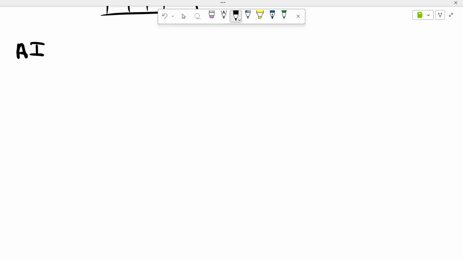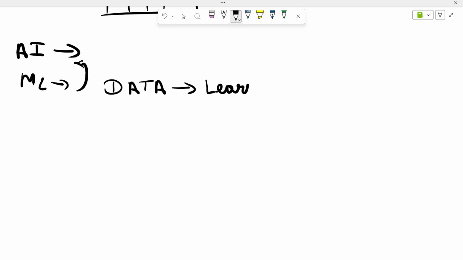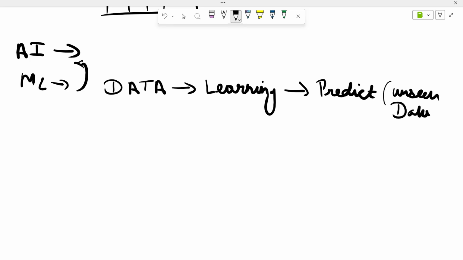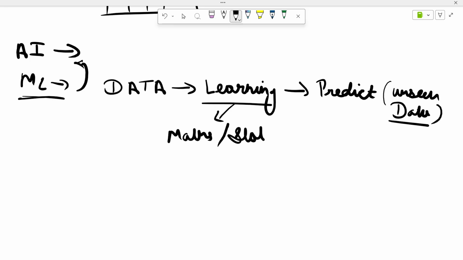So now we have understood AI, which is a rule-based system. Now, ML, which is a subset of AI, basically means it learns from data and then predicts on unseen data. This is what machine learning is. So this learning can be based on mathematics, stats, statistical learning. All these things come here.